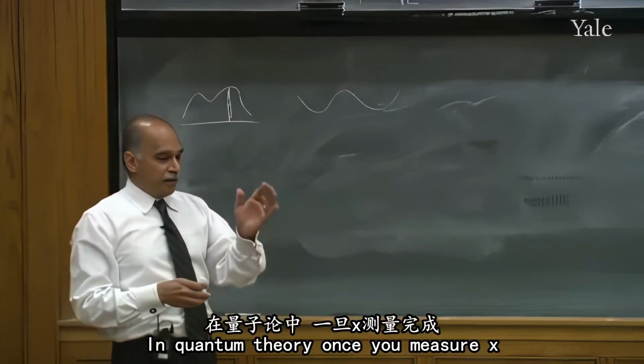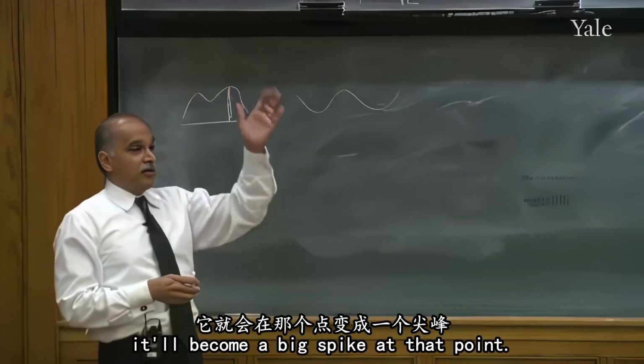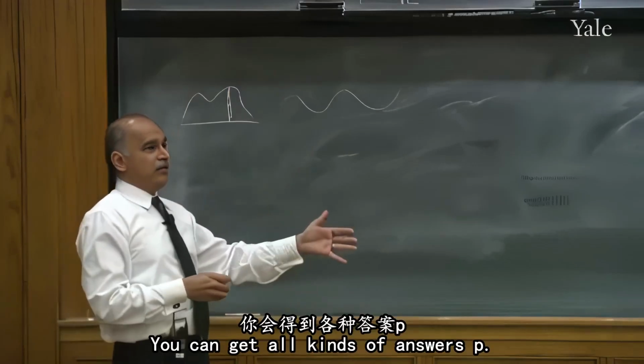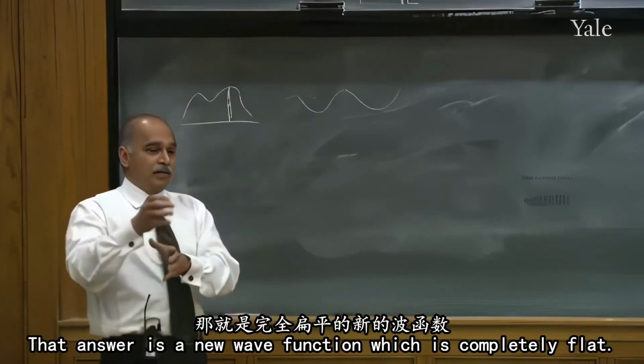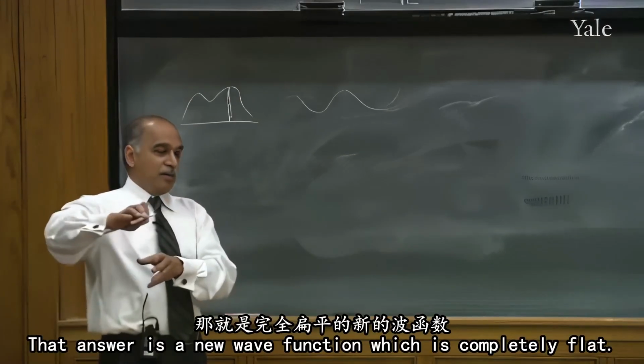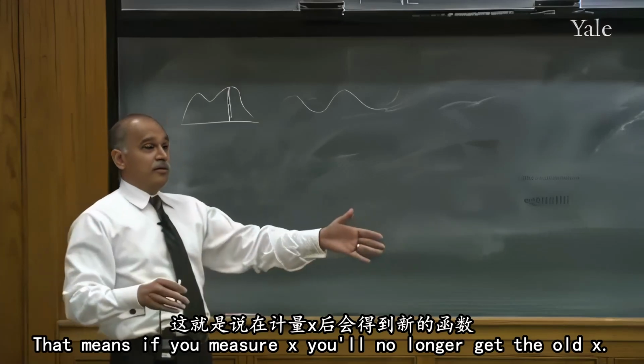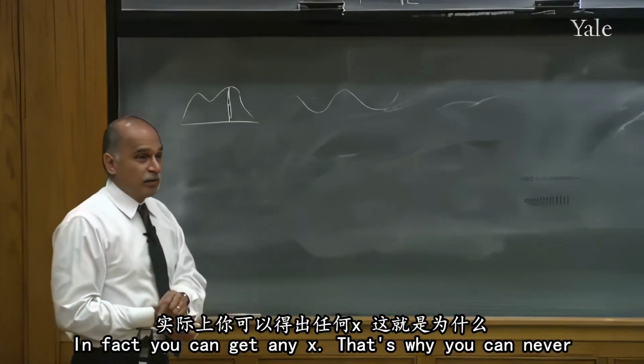In quantum theory, once you measure x, it'll become a big spike at that point. You can get all kinds of answers, p. If you measure p, you got an answer. That answer is a new wave function, which is completely flat. That means if you measure x, you will no longer get the old x. In fact, you can get any x.